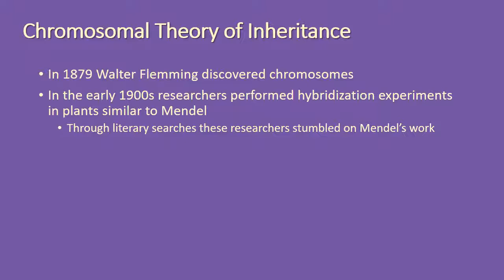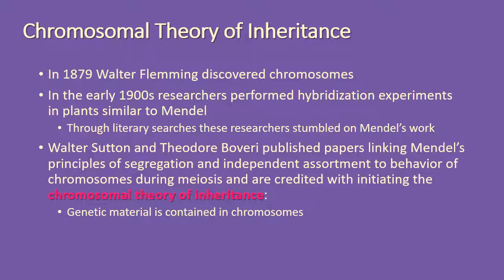And they were doing literature searches, and they stumbled on Mendel's work, and they recognized, wow, what Mendel saw really goes along with what we're seeing happening in these cells when they divide, and it meshed very well with the chromosomal theory of inheritance, that genetic material is contained on the chromosomes. And so these unit factors that Mendel was talking about, how they segregate and how they assort independently, that's what they were seeing in a microscope with these chromosomes. And so it all came together, and it all made sense.